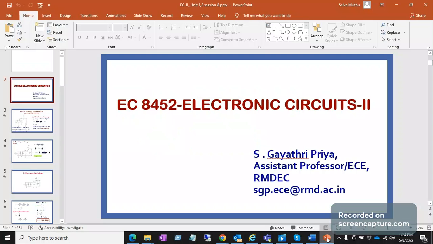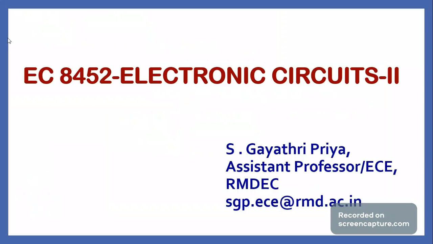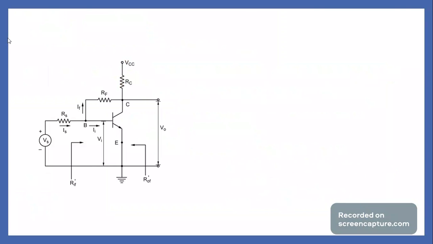Hello everyone. In today's session, we are going to discuss the feedback amplifier. There are four types of feedback topologies, depending on the type of sampling network and the mixing network. Our ultimate aim is to identify the nature of the feedback amplifier and to analyze the given circuit. Here we have been given a circuit.